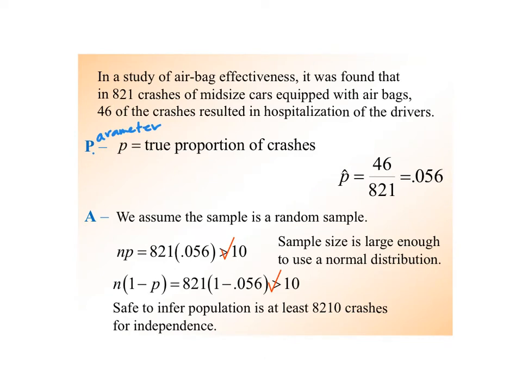That's why I color coded, because a lot of students get confused that I put P twice. Why did I put P twice? Well, one P stands for parameter. One P stands for the proportion. Which proportion? The true proportion of crashes. So the first P in PANIC stands for parameter. The second P stands for proportion.